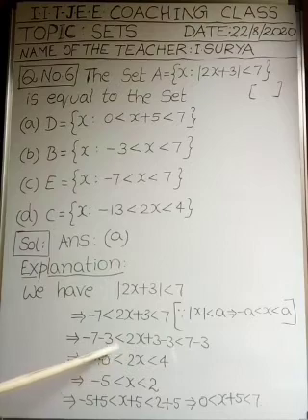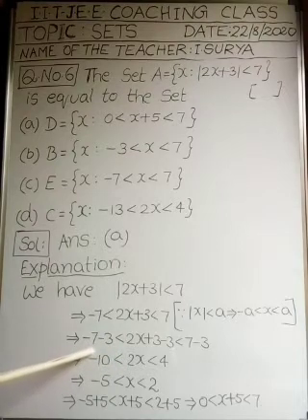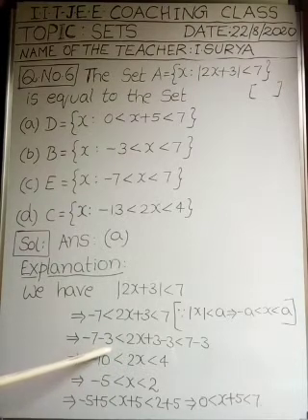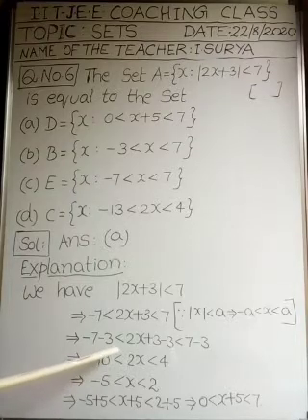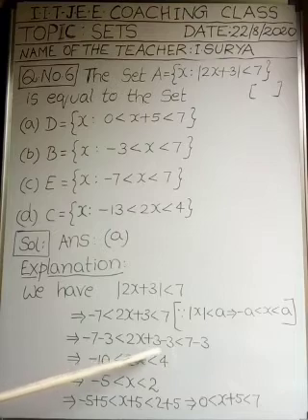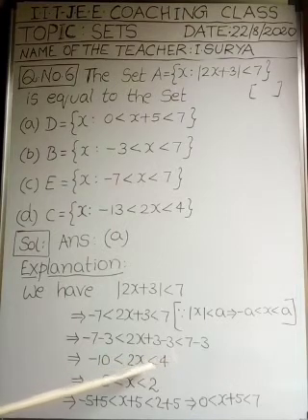Understood this step, my children? Right. This implies here what will you get? Minus 7 plus minus 3 is minus 10. Isn't it, my children? Right. Less than 2x, here plus 3 minus 3 gets cancelled.